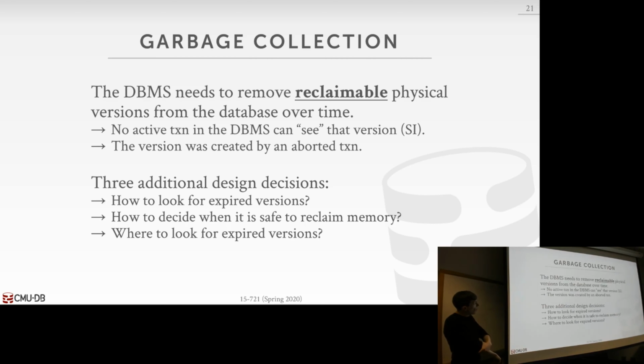Garbage collection. So the idea of garbage collection, again, is just like GC for the JVM. We need to find physical versions that are reclaimable. A reclaimable physical version is one where we know there's no actual transaction running that can see that version, because it's in the past, and all new transactions have a timestamp in the future, and they can't get to it. Or the version was created by a transaction that later got aborted. And we know, again, no one's going to read it.